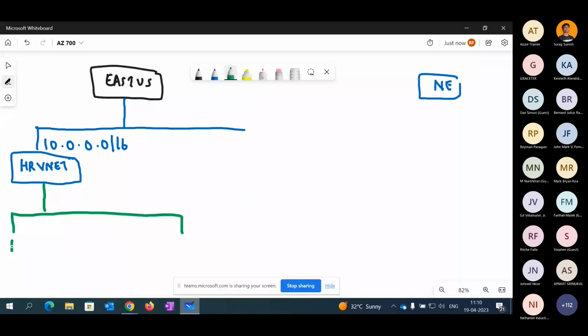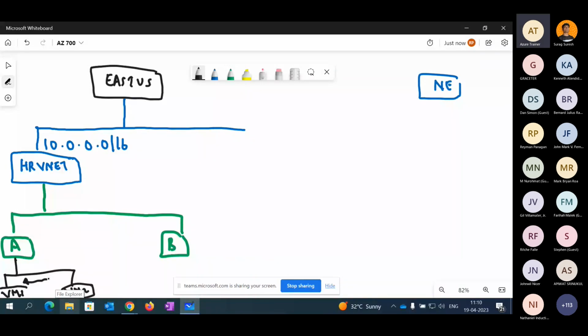subnet A, subnet B. Now we have created two VMs in the same subnet. You may be remembering, two VMs were created, VM1 and VM2. Right now we are going to discuss whether there is any kind of communication within a subnet. In subnet A, you have two VMs, VM1 and VM2. If VM1 and VM2 are created, is there any kind of communication happening?